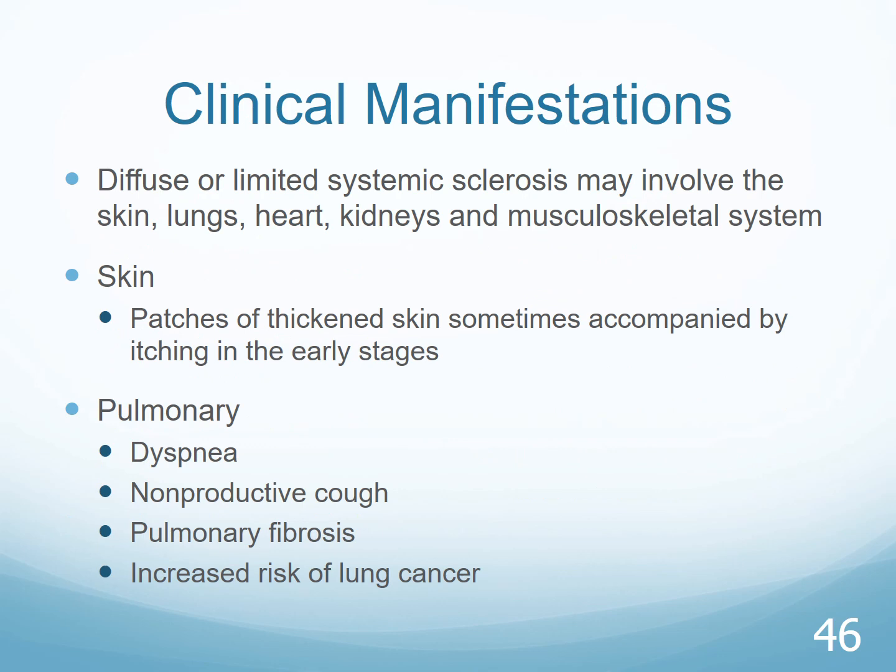So some clinical manifestations. You may see diffuse or limited systemic sclerosis, which involve the skin, the lungs, the heart, the kidneys, and then the musculoskeletal system. On the skin, you will see patches of thickened skin, sometimes accompanied by itching in the early stages. Pulmonary-wise, they will be short of breath. There will be a non-productive cough. They may have pulmonary fibrosis, and there may be an increased risk of lung cancer.